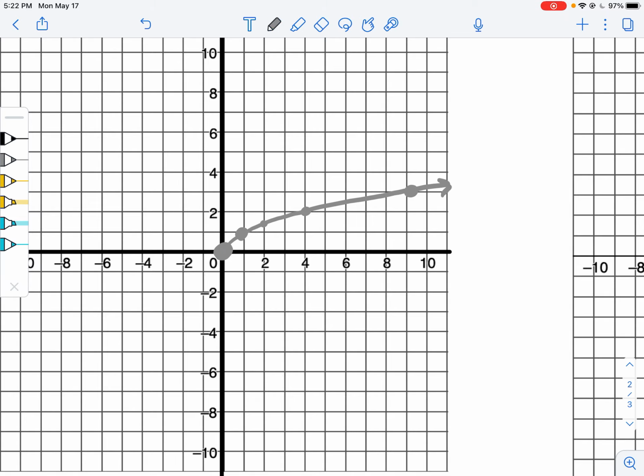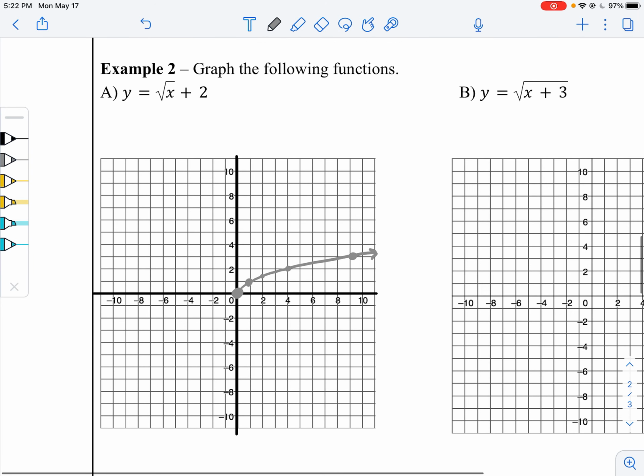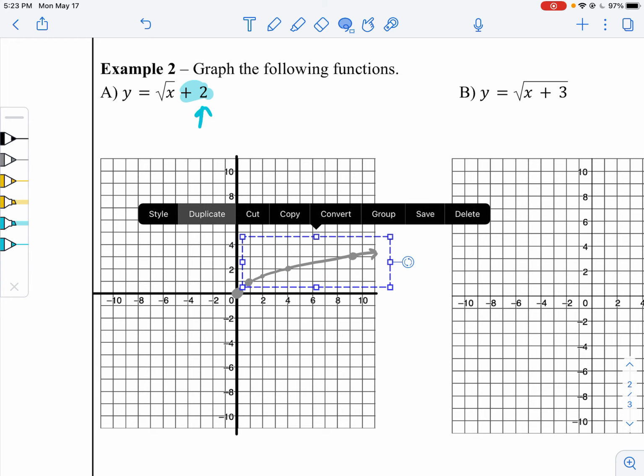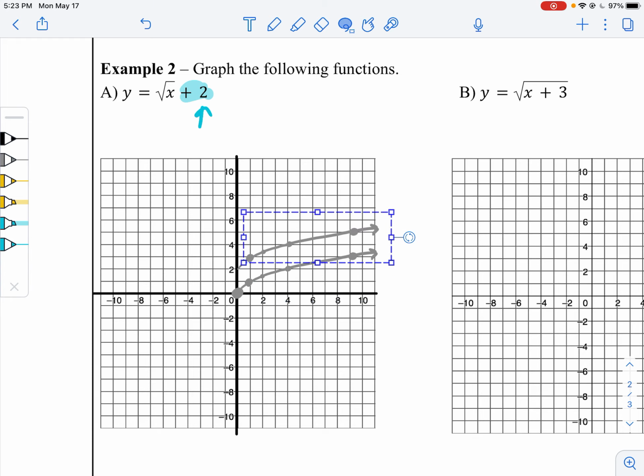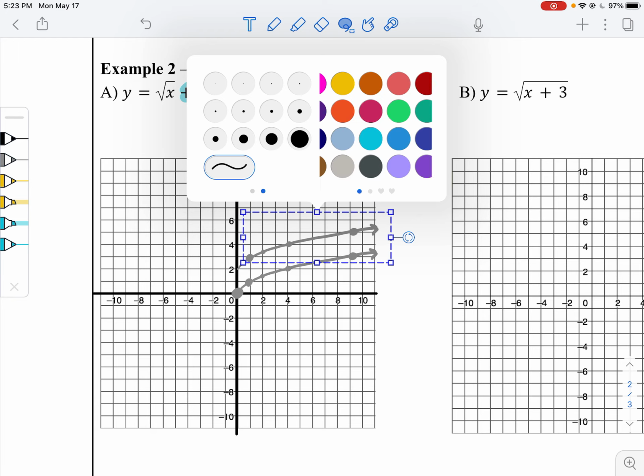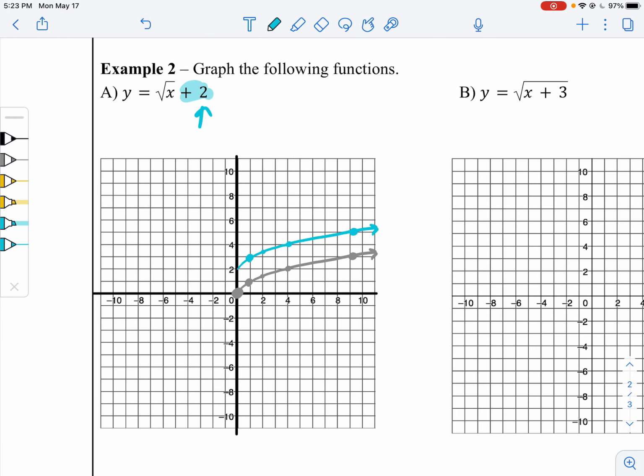Anyway, and then what happens here is when we have a shift outside the radical, like this, that will tell us that we need to go up that much. So we're going to take all of these points, and when we add 2 to them, they all go bink, bink, up 2. So a number outside the radical represents a shift up 2. So cute.